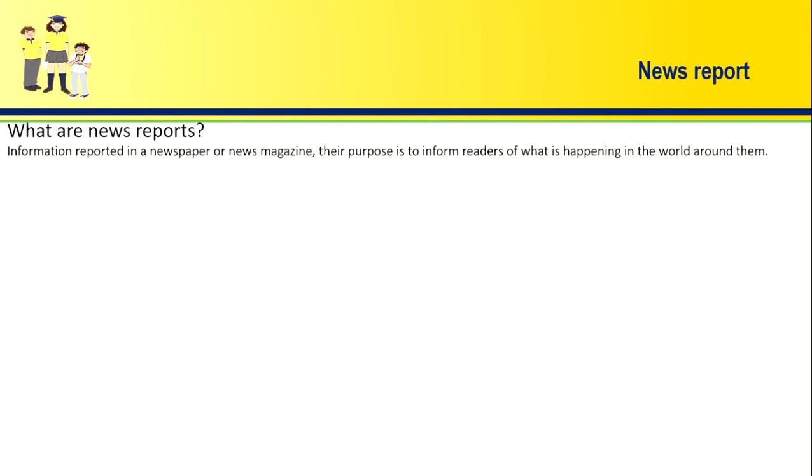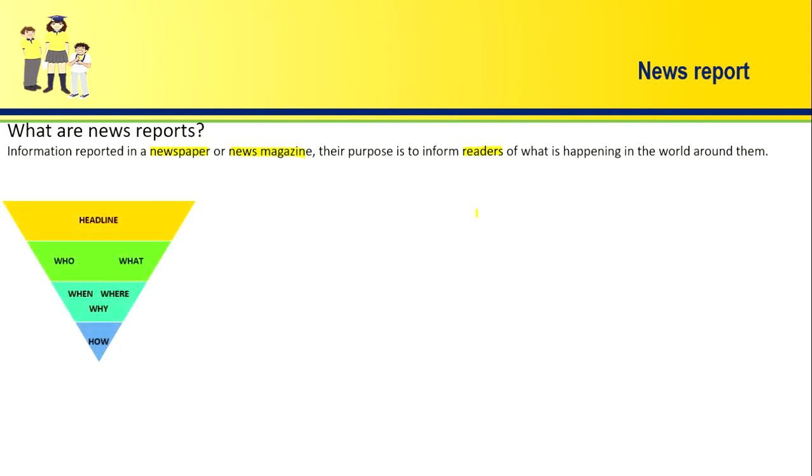For this time, we're going to talk about news reports. News reports are information that is reported in newspapers or news magazines. Their purpose or objective is to inform readers of what is happening in the world around them. In other words, these are the texts, these readings that we can find in newspapers or news magazines.